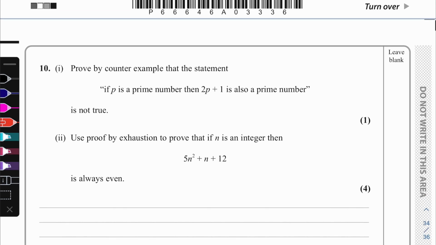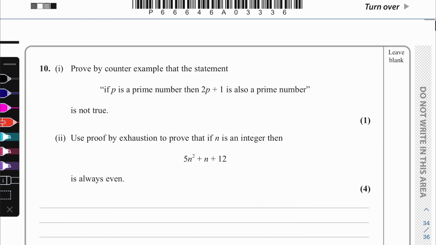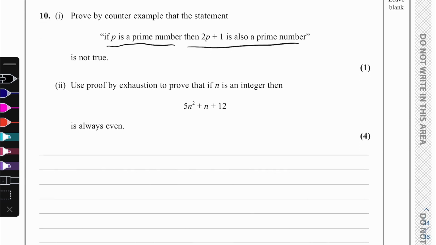This is the last question. Or is it? Let's check. Yeah, this is the last question. So this is what? Let's see. So we have prove by counterexample that the statement if p is a prime number, then 2p plus 1 is also a prime number, is not true. So now it's proved by counterexample.